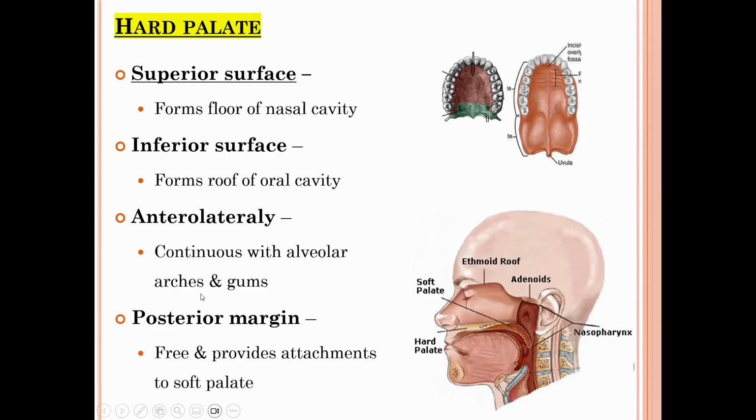Anterolaterally, it is continuous with the alveolar arches and gums. I have already shown you, here are the alveolar arches where the tooth sockets will be, and the posterior margin of the hard palate is free here, and it is giving attachment to the soft palate. You can see the inferior view, or you can see here the lateral sagittal view. So the posterior margin of the hard palate is giving attachment to the soft palate.